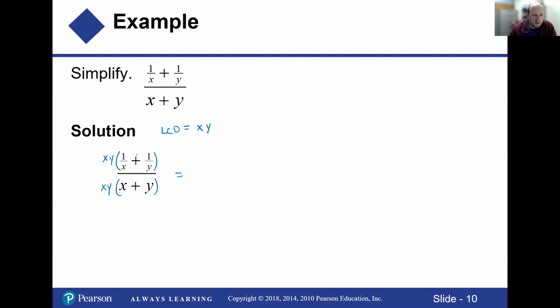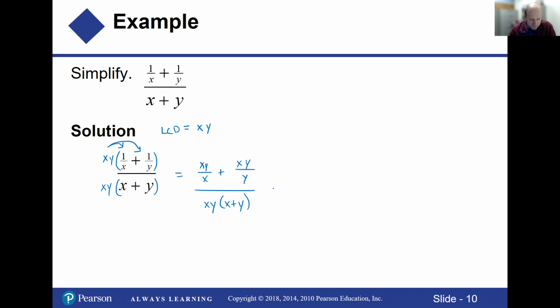So what happens here? Well, when we do this, we need to distribute this xy in here. We're not going to distribute it down here because I don't have any rational expressions. But let's multiply the xy into the 1 over x. That just gives me xy over x. And then multiplying it into the 1 over y gives me xy over y. And that's still all over this denominator of xy times x plus y.